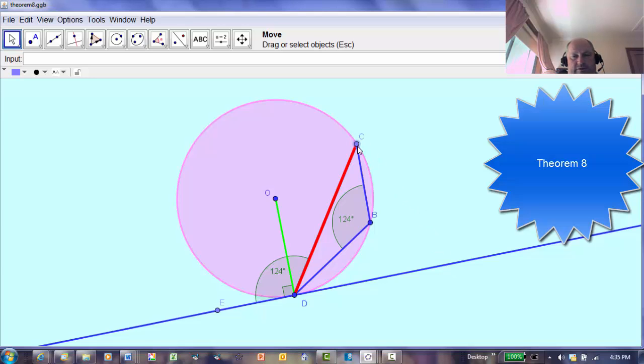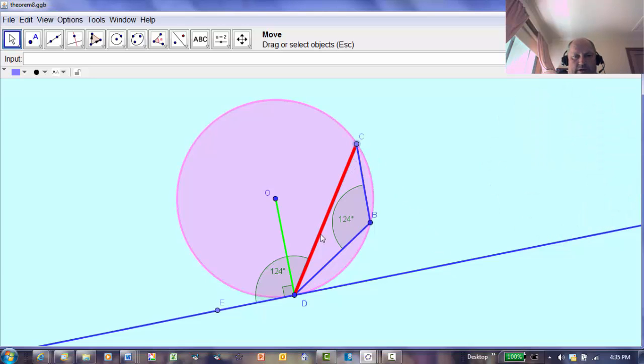What happens here is I have a chord CD, a chord's definition is that it joins two points on the circumference of a circle. Now when I draw a chord, it splits the circle into two segments. This segment over here between C and D, and this segment over here between C and D. So there's a major segment and a minor segment. The angle formed by joining C to D via a point in the minor segment, in this case we call it point B, that angle there will be equal to the angle formed on the other side of the chord right around to the tangent.